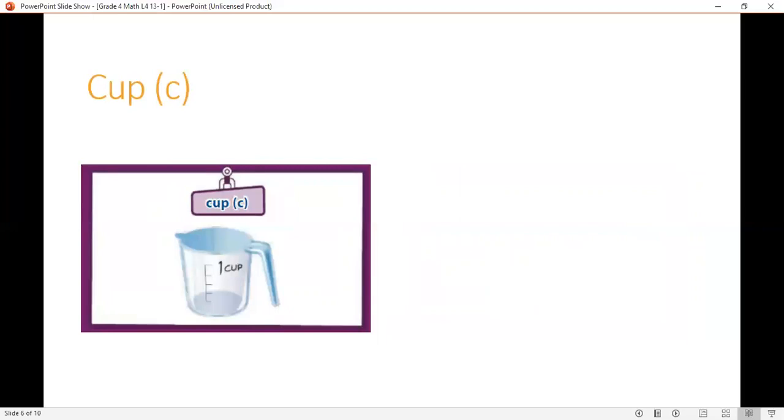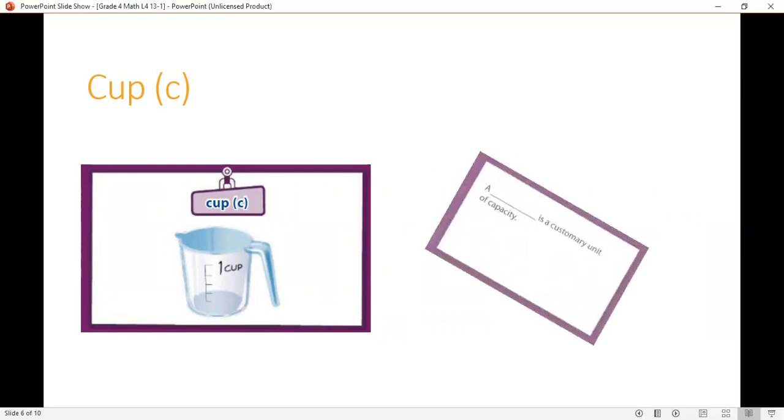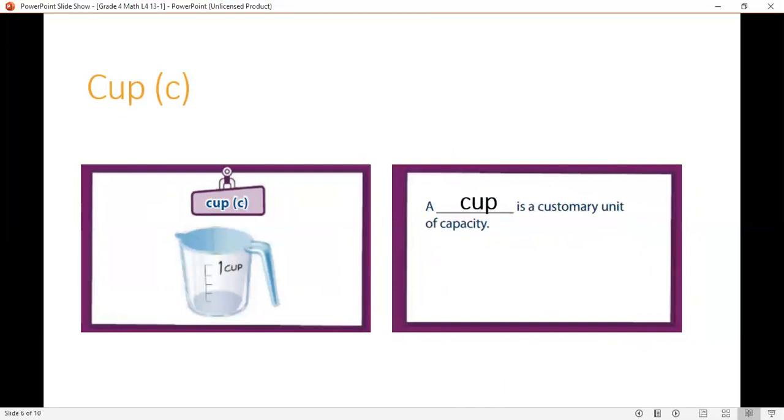A cup. We all have seen cups in our mother's kitchen, and if we follow recipes, we know that a cup is a measurement tool that we use in baking or cooking. So a cup is a customary unit of capacity. Remember that capacity is how much liquid this container can hold. So 1 cup is exactly 236.588 milliliters. Or as we like to say, 1 cup is roughly 250 milliliters.